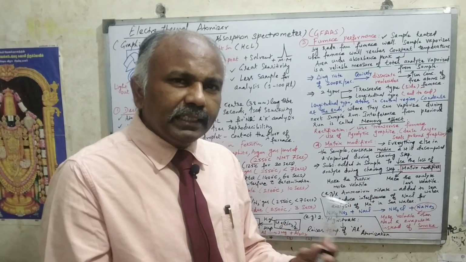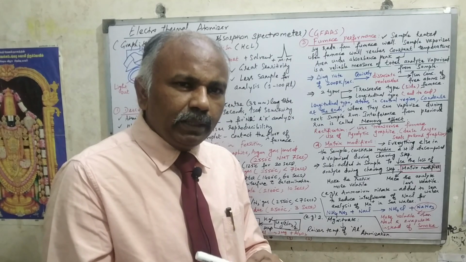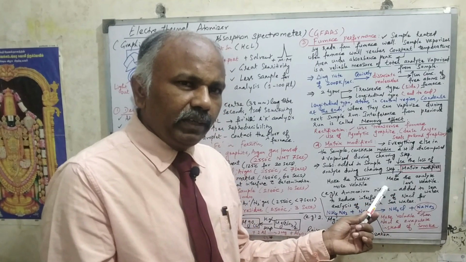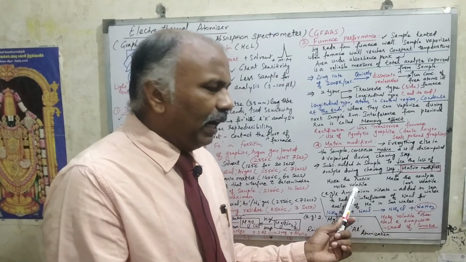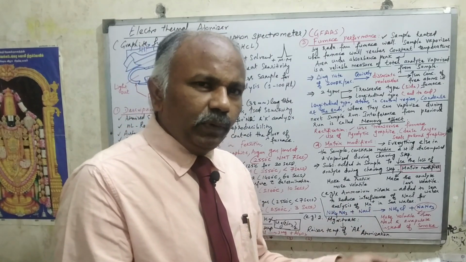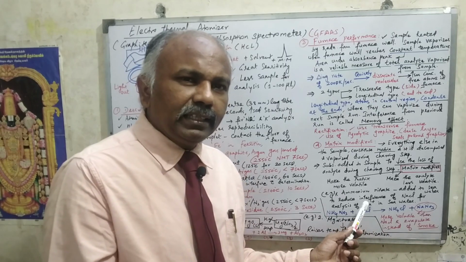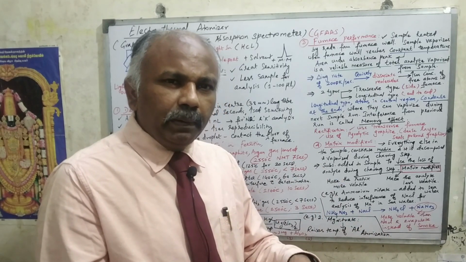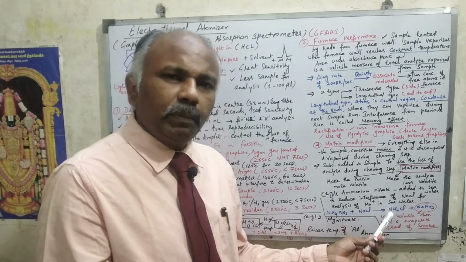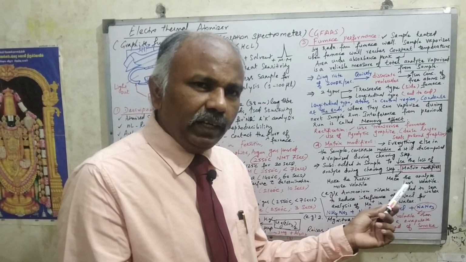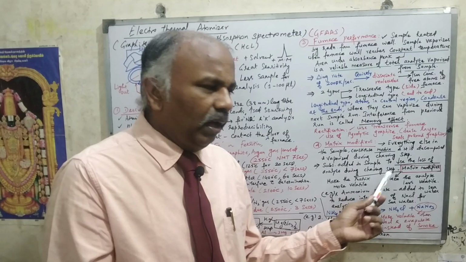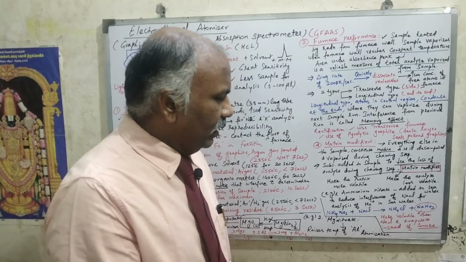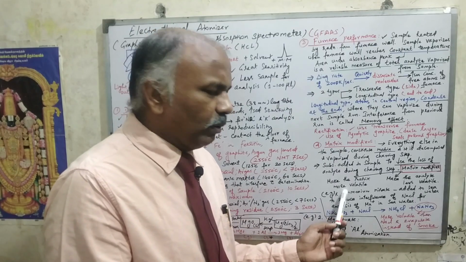And the mechanism of how the matrix modifier acts, there may be two possible mechanisms. When we are adding the matrix modifier substance, either the matrix will become more volatile, or the sample will become less volatile. Both things are possible, right? So I am just going to give some examples here.